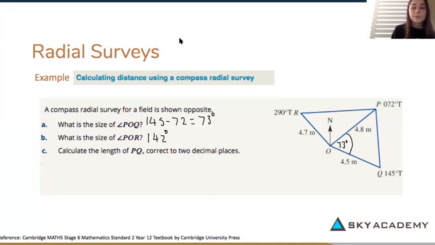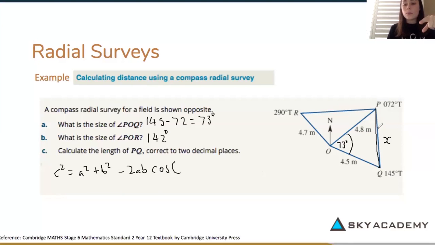Now it says calculate the length of PQ, this length here, which I'm going to make X. We can use either the sine rule or the cosine rule to calculate X. However, we only have one angle and two included sides, so I can't use my sine rule. I'm going to have to use my cosine rule, and that is C squared equals A squared plus B squared minus 2AB cos C. Now I'm going to label my diagram according to A, B, C. Here is going to be cos C, so that's no longer O, it's going to be C. X is going to be my side C, and that means A and B are these two here.